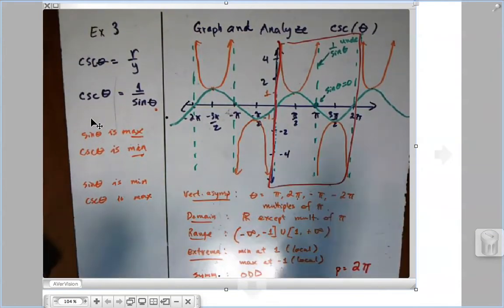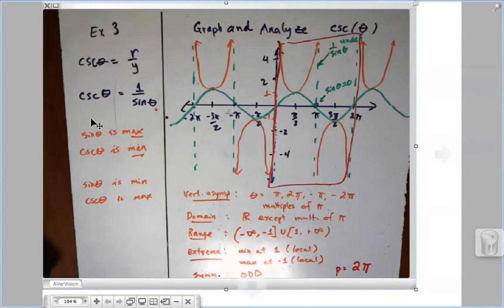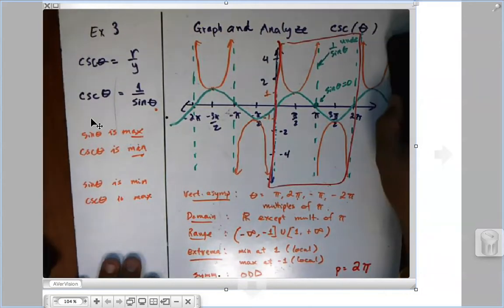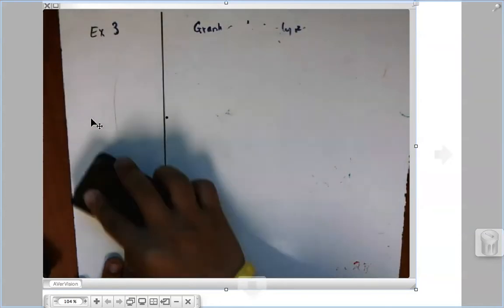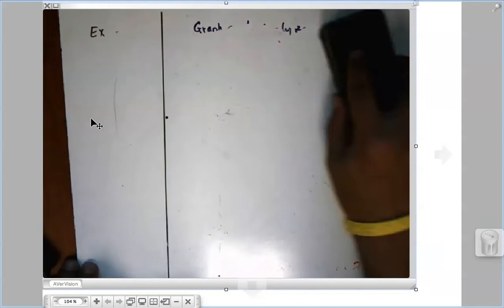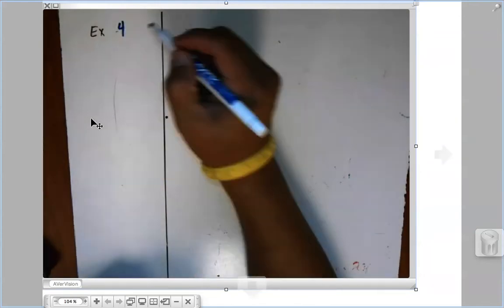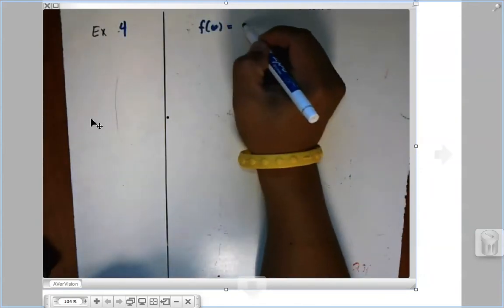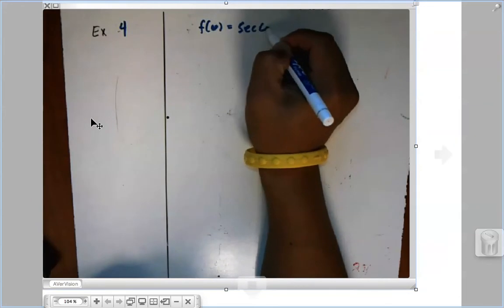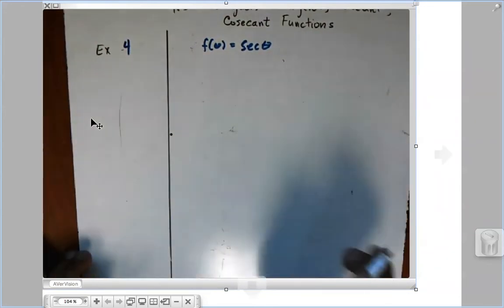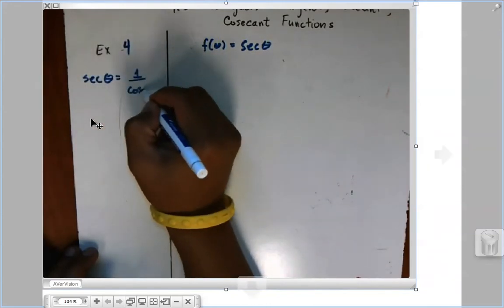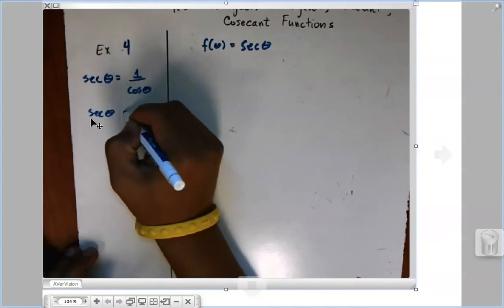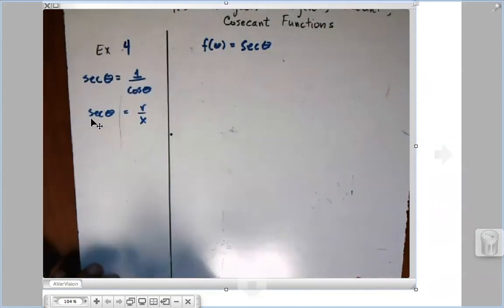Now I'm going to erase all of this, and we're going to do this all over again, but this time with the secant function. You can probably already guess what's going to happen here. We're going to move on to example 4, and we're going to graph and analyze f of theta equals secant of theta. Once again, let's remind ourselves that secant of theta is really equal to 1 over cosine of theta. We can also say that secant of theta is r over x on the unit circle. And you're going to see a similar pattern.